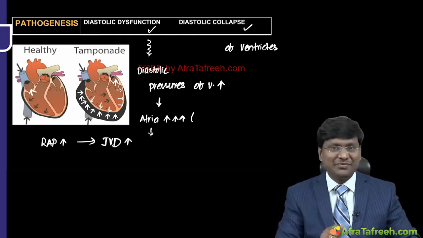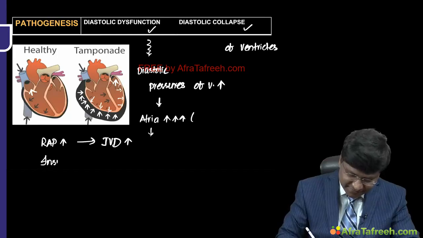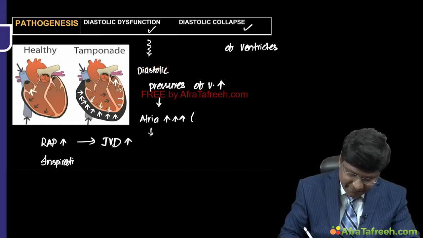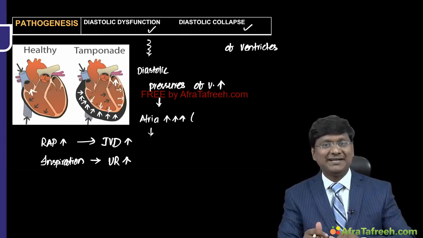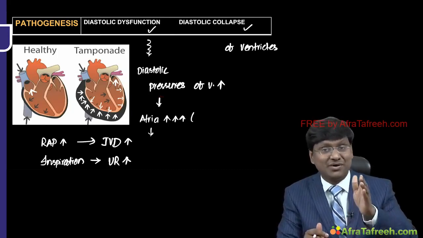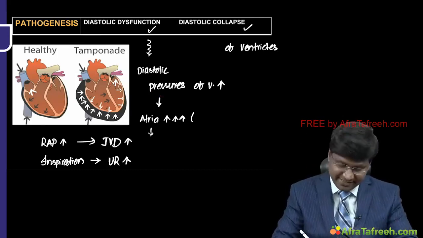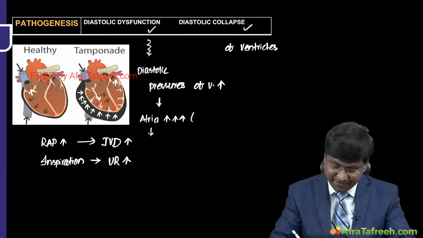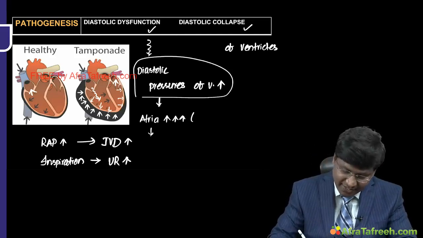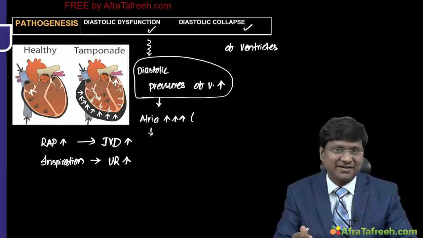Now, another very important point is that during inspiration, the venous return has to increase, right? Venous return has to increase, but the right atrial pressure is already elevated and the right atrium is unable to send the blood into the right ventricle because the right ventricular diastolic pressure is elevated, right? So the right atrium is unable to send the blood into the right ventricle.